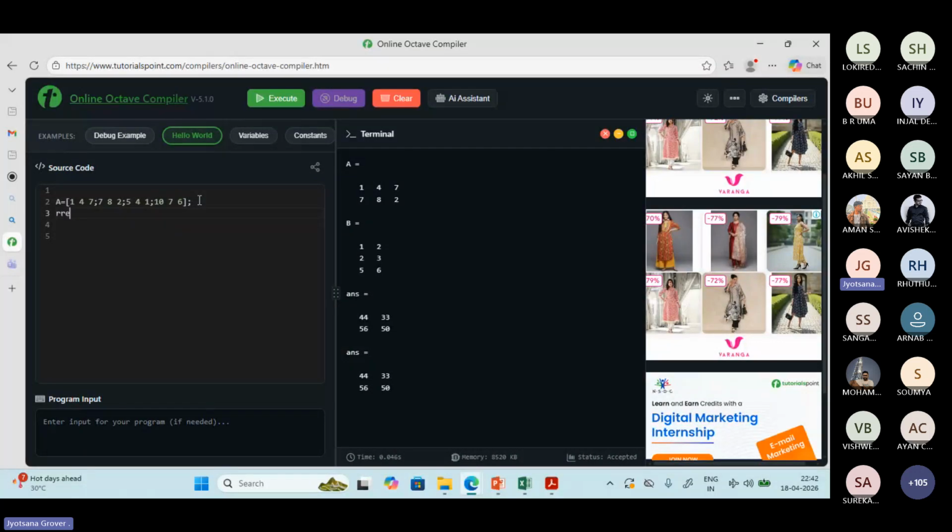Now, if I say rref(A), let's see what we'll get. In Octave you can solve it. Here again you compute the number of non-zero rows. So this is 3, which is equal to the rank. You can compute the rank also, rank of A. So this is 3.